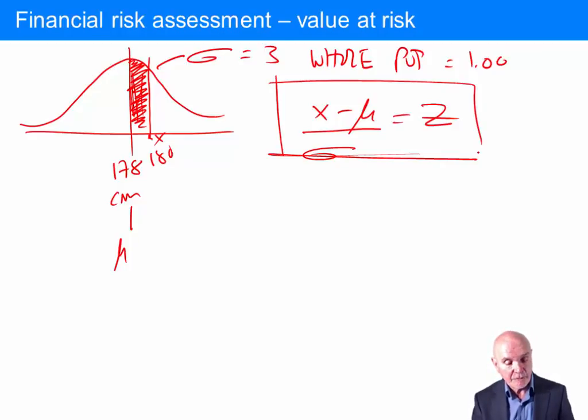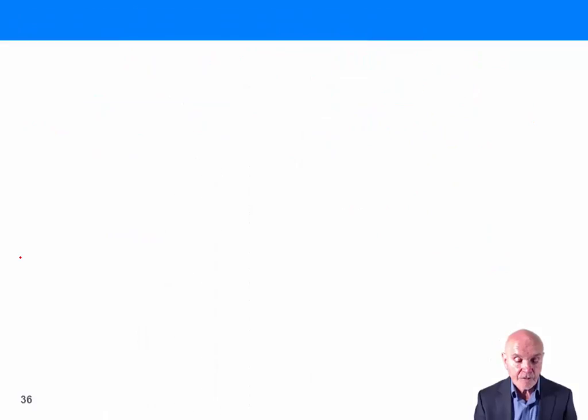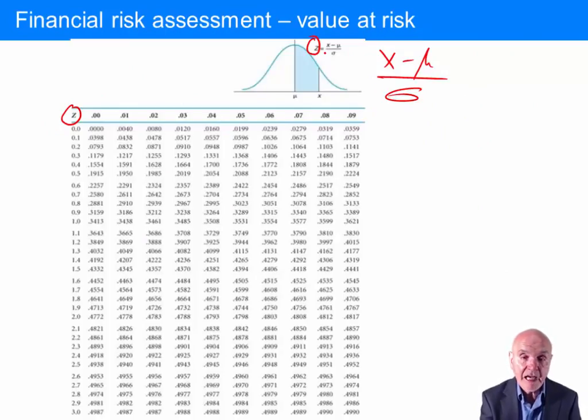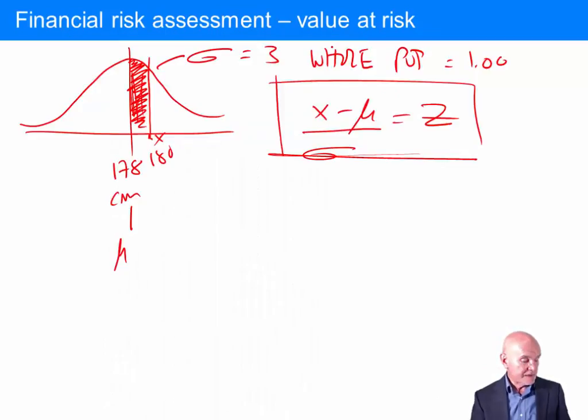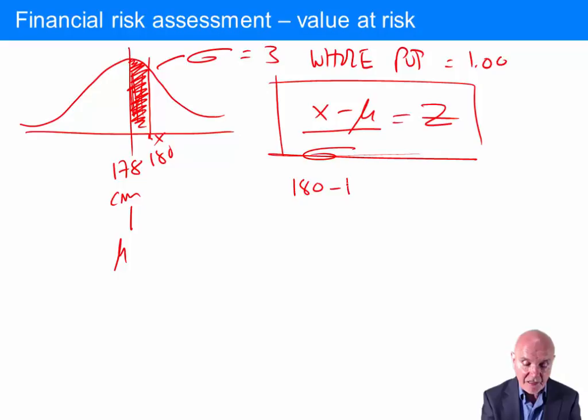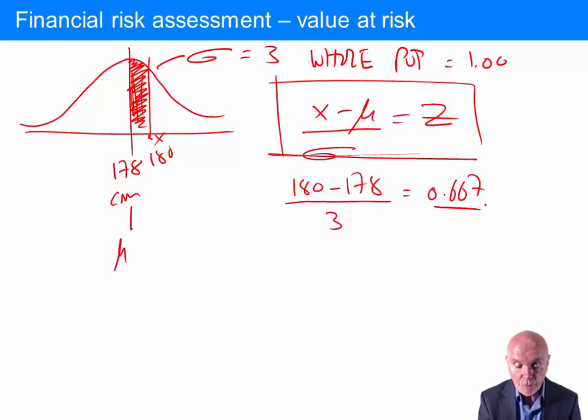It says at the top of the tables, Z equals X minus mu over sigma. It's a distance above or indeed below the mean as a number of standard deviations. So we work this out for this example here. We're looking at the X of 180. The mu is 178. So that's our, if you like, our 2 centimeters. And it's kind of in terms of the spread here, the standard deviation divided by 3, it's 0.667 or 0.67.